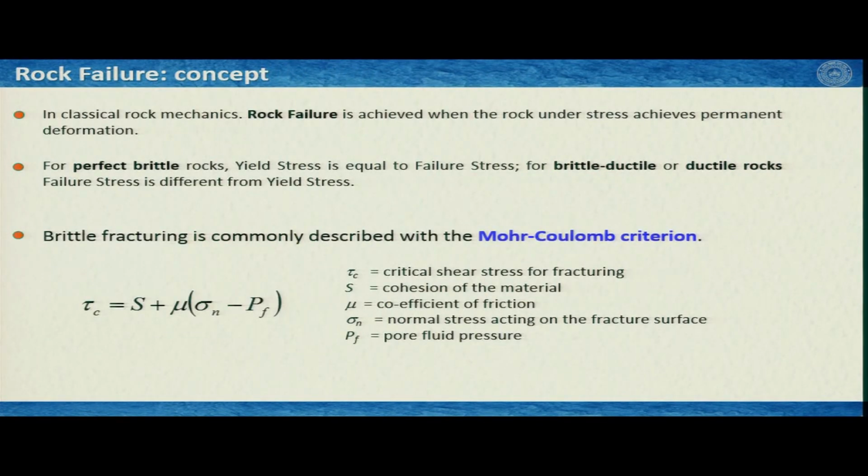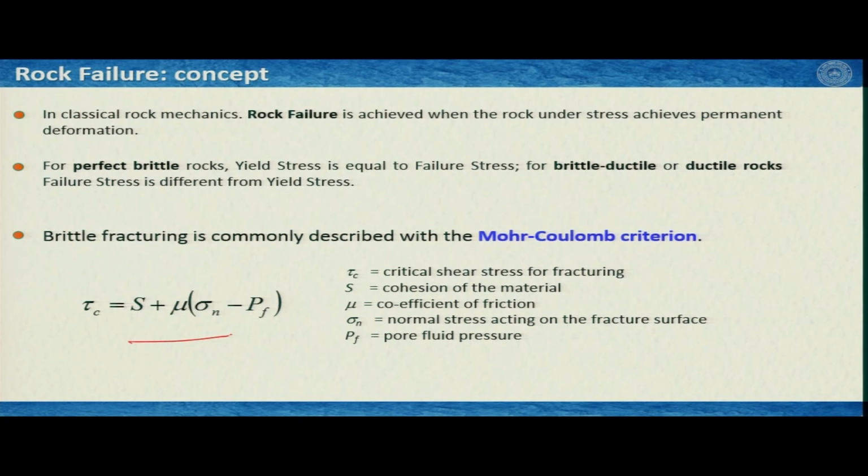We also have learnt about this equation that we will learn soon, but in the context of classical rock mechanics, we have to understand what rock failure is, or when we are going to produce the fracture in the rock. Now, rock failure is generally achieved when the rock under stress achieves permanent deformation. In brittle deformation, the permanent deformation is mostly achieved by the fracturing of rocks. So, for perfect brittle rocks, the yield stress is equal to the failure stress.